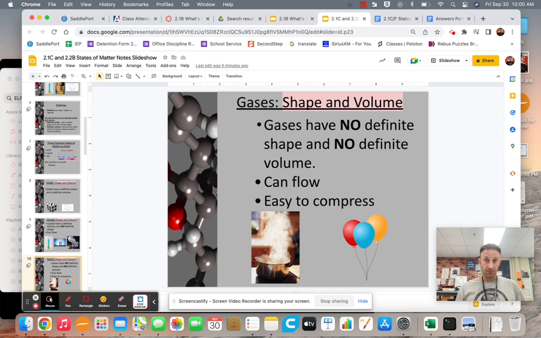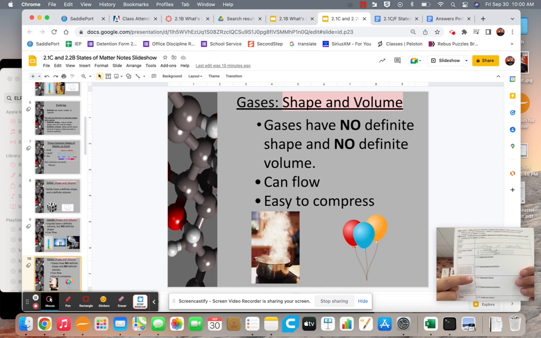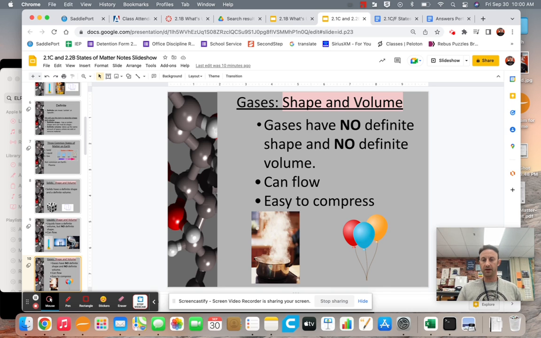Gases have no definite shape whatsoever. They take the form of whatever container they happen to be in. You can squeeze them like you did with the balloon. You can change their structure and their shape. And they have no definite volume because gases just go everywhere. They can change their shape and their volume. They flow, and they're very easy to compress. As you're taking these notes, it's just going to be the 2.1C only.